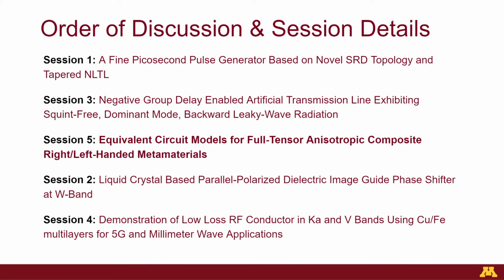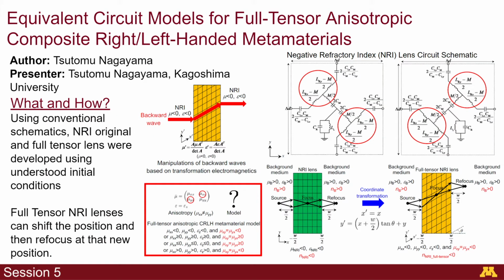Moving on from Session 3, we're going to discuss Session 5, the equivalent circuit models for full tensor anisotropic composite right-left-handed metamaterials. This session was authored by Tsutomu Nagayama, and it primarily focused on developing an equivalent circuit model for full tensor metamaterials. The development began by using original NRI schematics and full tensor lenses to develop and understand the initial conditions of a full tensor metamaterial lens.